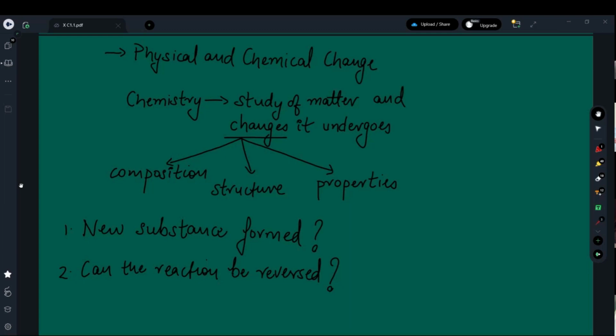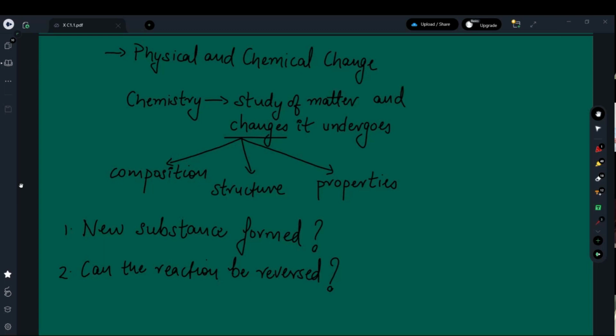Okay. So first thing is, as we'll be discussing chemistry as a separate subject, which you have been doing since last year, what is chemistry? It is the study of matter and the changes it undergoes. Changes can be with respect to composition, structure, or properties. In order for a substance to undergo a particular change, whether a new substance is formed or not, and can the reaction be reversed or not in this case. Do you guys understand? These two aspects must be understood very, very clearly.